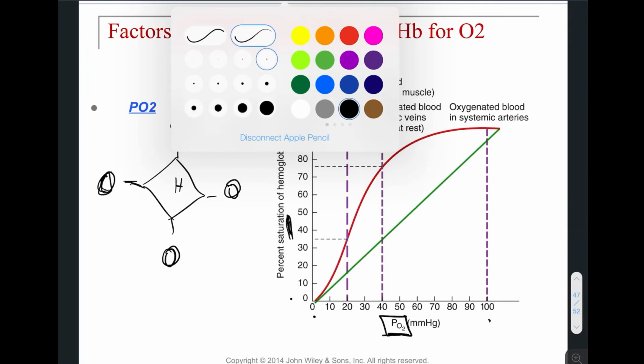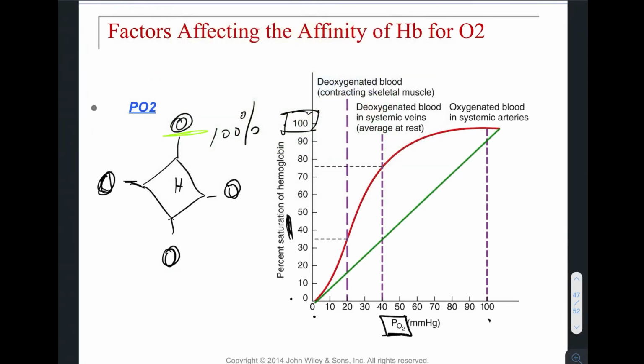However, if that hemoglobin becomes generous and donates one of these oxygens and gives it to a respiring tissue, let's say, then all of a sudden now you're looking at 75% saturation. You have 3 out of 4 of those binding sites filled. Now, if that hemoglobin gives off another oxygen, let's say, and gives it to a respiring tissue, now you're looking at 50% saturation.